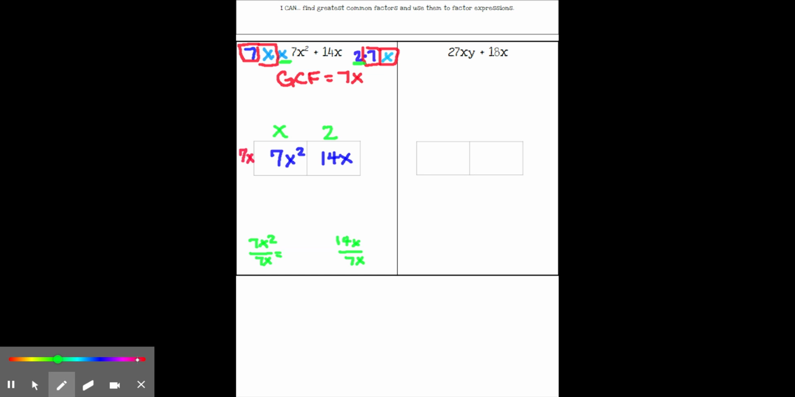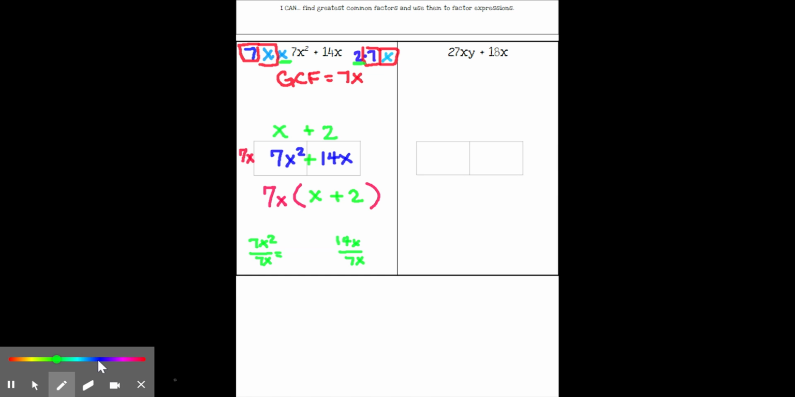which means our final answer is we write the GCF in front of the parentheses, and on the inside we write the leftover part, the part on the top of the box. So x and then plus 2. Even though it's not written there, there's a plus sign here. These are positive numbers. If it was a negative number, then we would have a minus sign.